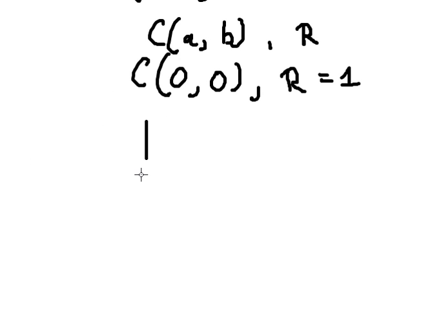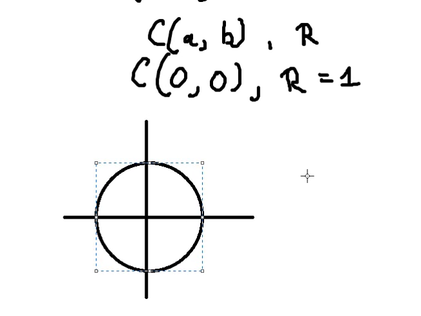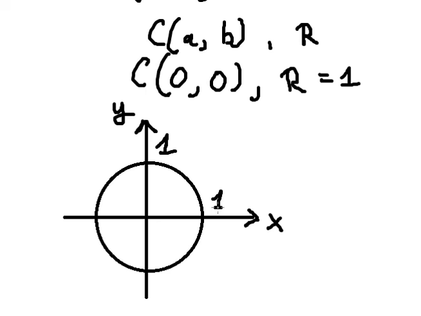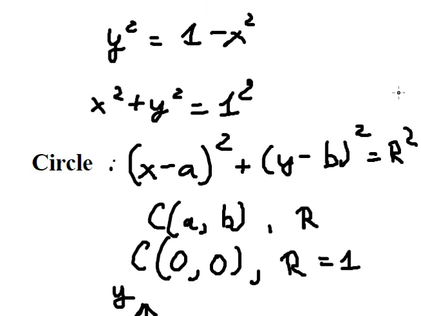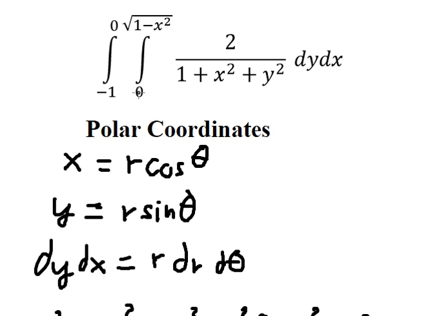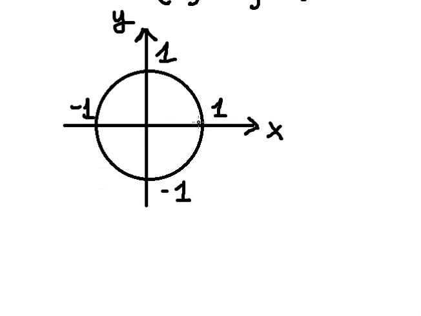And now we need to graph the circle. So this one we have y, this one we have x. So we have 1, negative 1, negative 1. So we see that on the bounds from 0 to the square root of 1 minus x squared, that is positive. The positive should be this one.